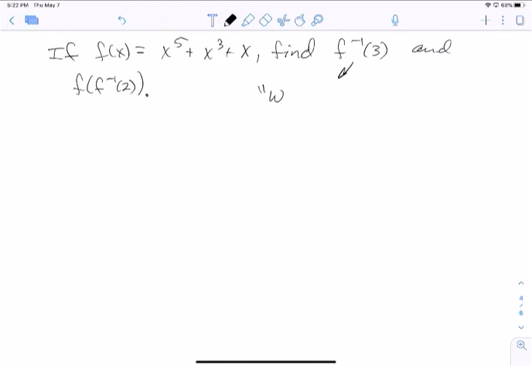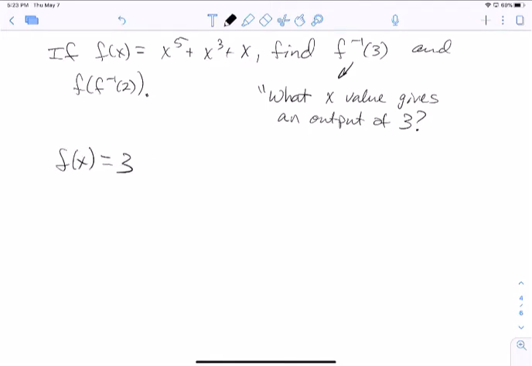In words, we might think of this as what x value gives an output of 3. So we can set f of x equal to 3. As an equation, that would be x to the fifth plus x cubed plus x is equal to 3. Now again, this is valid if f is 1 to 1. So let's ask if it is.